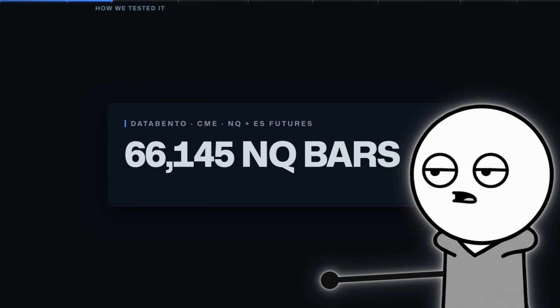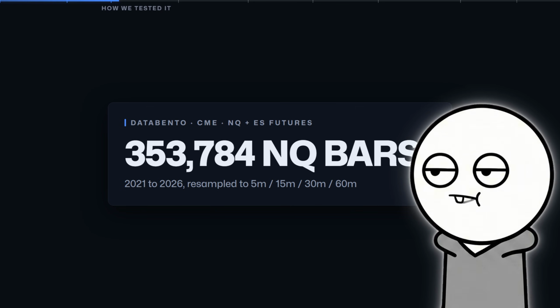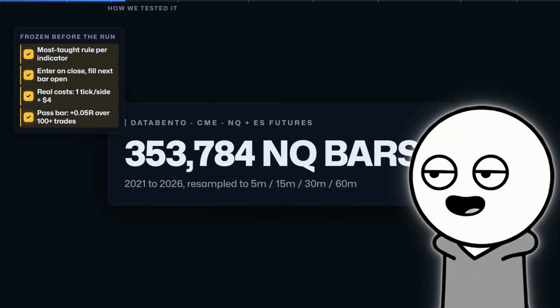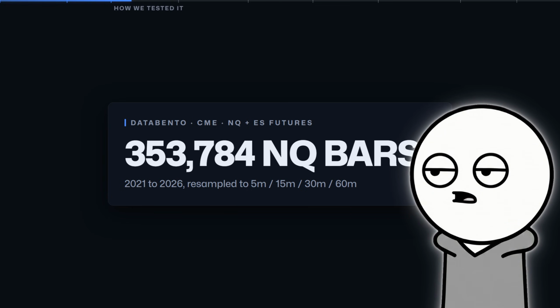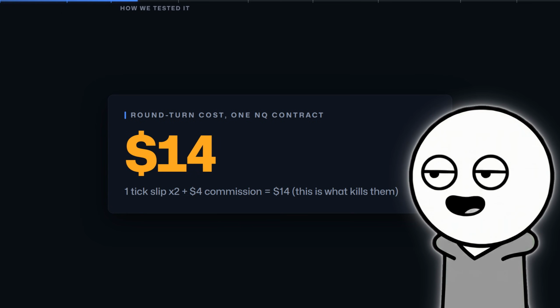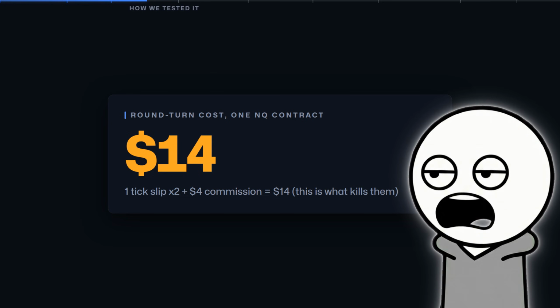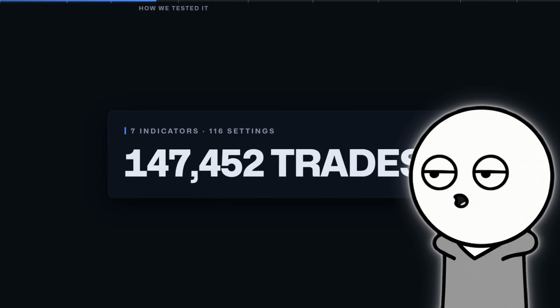Here is the test, and the rules were locked before we ran a single trade. 5 years of real Nasdaq and S&P futures from DataBento, the 5-minute where day traders live, plus the 15, the 30, and the hour. Each indicator coded the exact way it is taught, the entry taken on the close of the signal bar and filled at the next bar open, so nothing peeks at the future. Every trade pays real costs, 1 tick of slippage each side plus $4 commission.